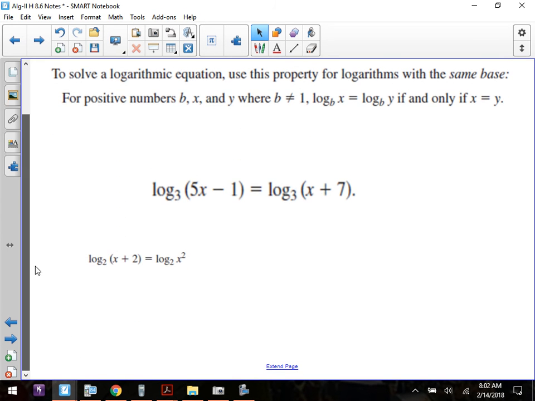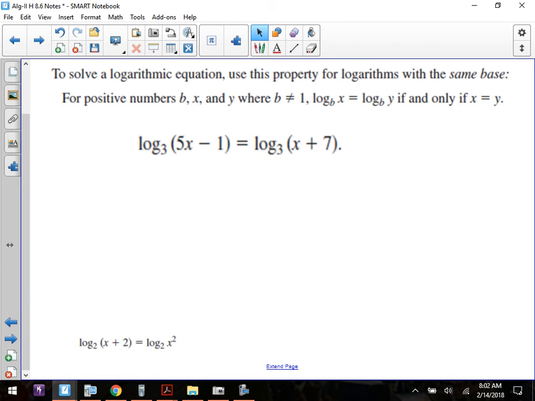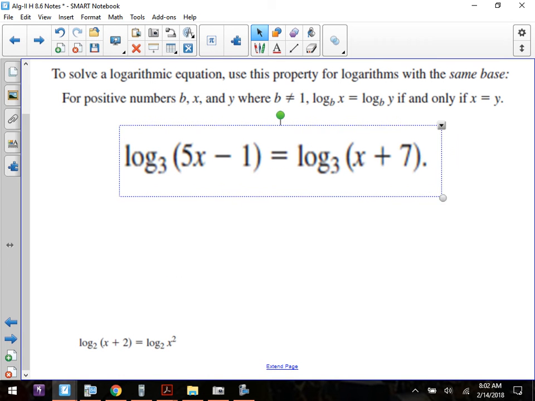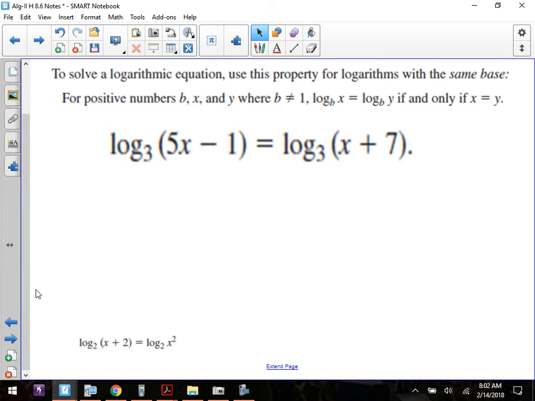All right. Logs. When you're solving log equations, you have to do something different. So if I have log base 3 of the quantity 5x minus 1 equaling the log base 3 of x plus 7, first thing you want to notice is that they have the same base. That's good, because if they don't, nothing's going to happen.